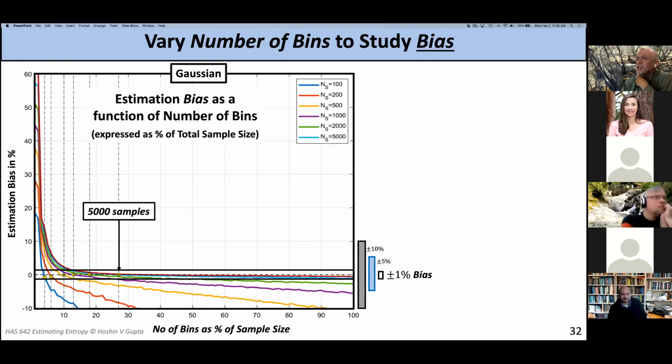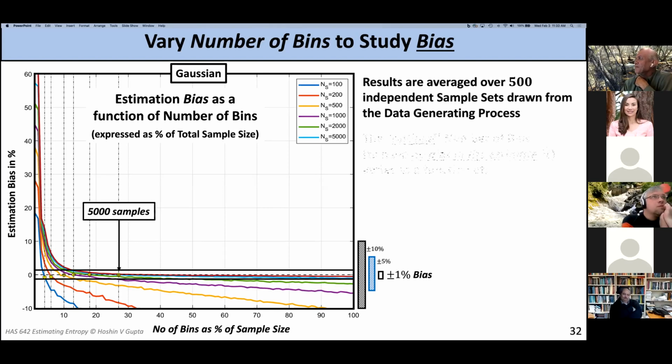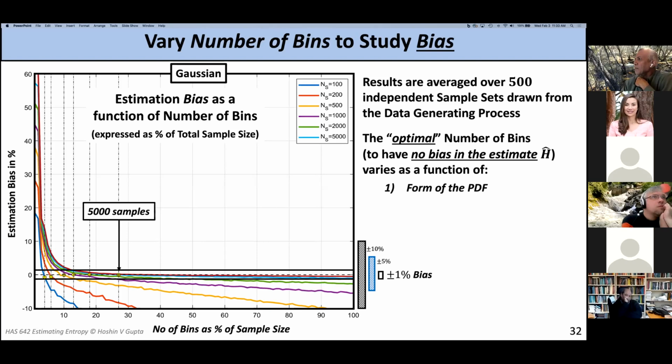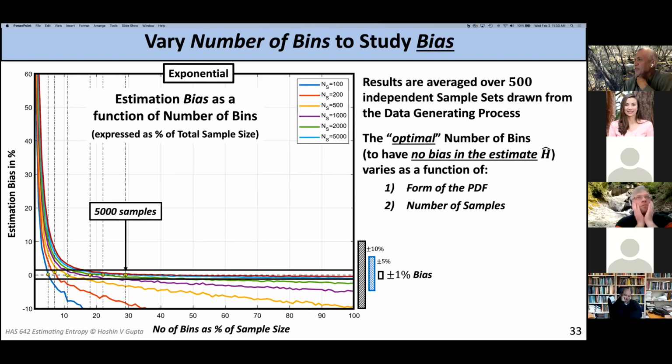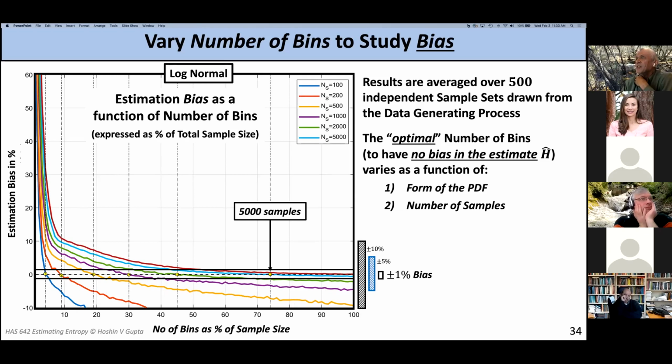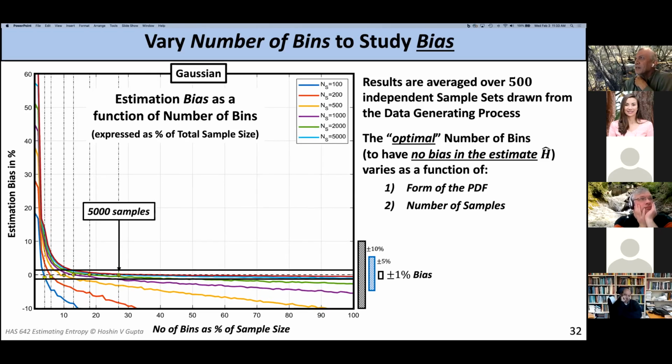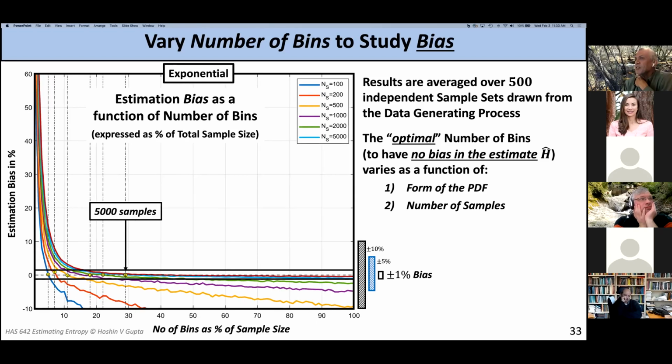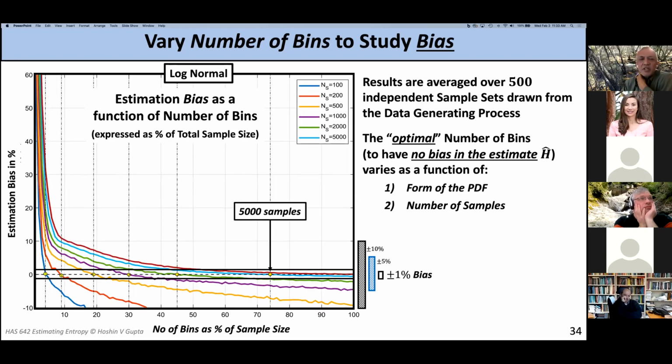This is a Gaussian distribution for 5,000 samples. I've marked 5%, 10%, and 1% error there. Here's the log normal distribution for 5,000. Sorry, yeah, there was Gaussian, there was exponential, and there was log normal. So quite a huge range in values, not only for sample size, but also shape of the distribution.